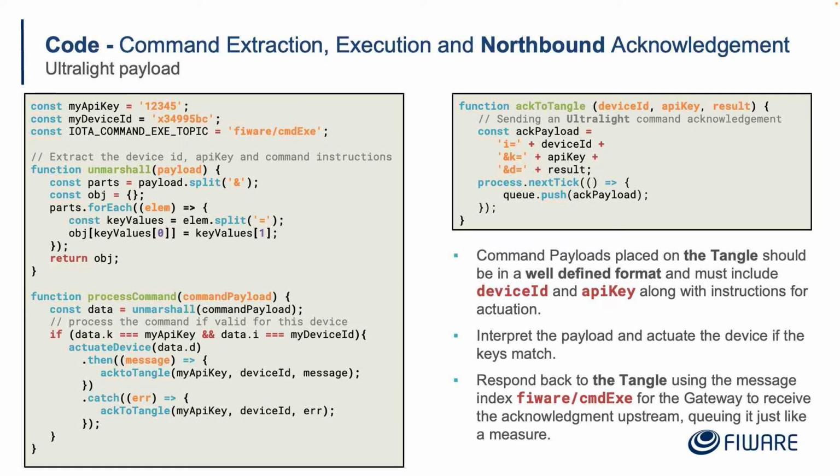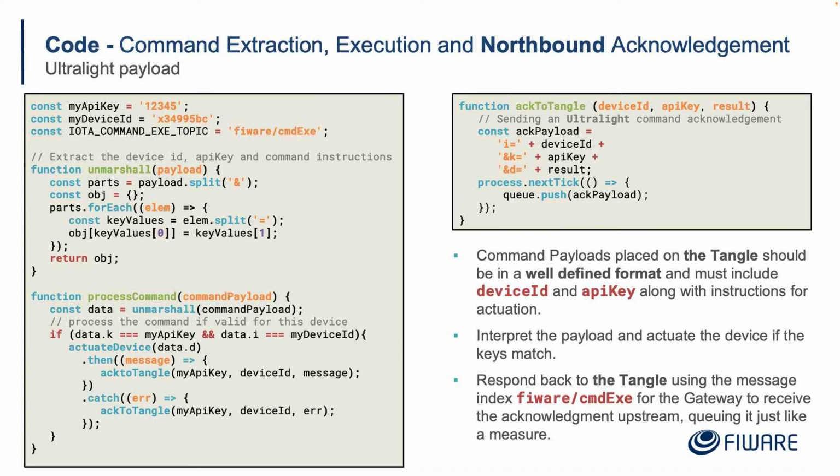In this particular case, when we are processing the command, we need to make sure that however we've defined the data in the Tangle, this is split using ands and equals, as you'd normally expect for an HTTP string, for example. We need to make sure that we can get hold of, in this case, the appropriate API key, the appropriate device ID, which is what's been configured in the IoT Agent, and you do your error checking at this point.